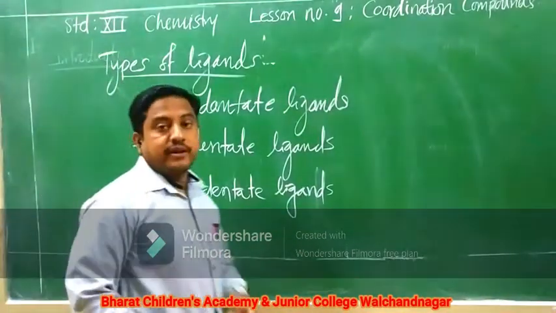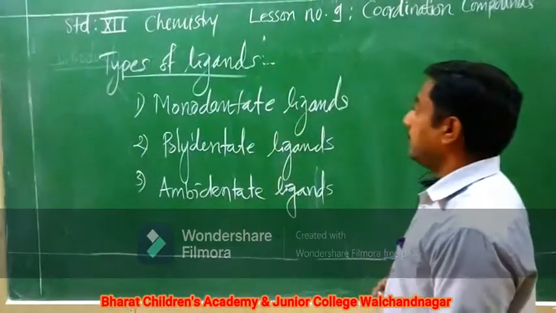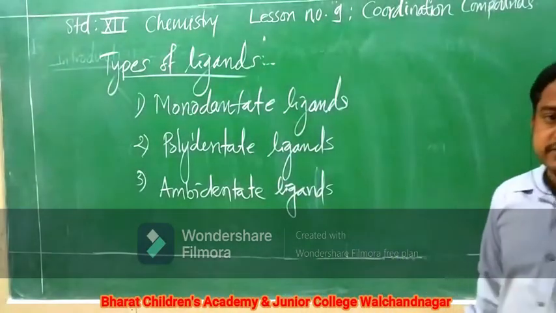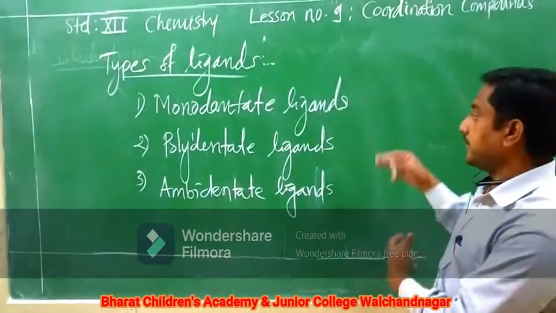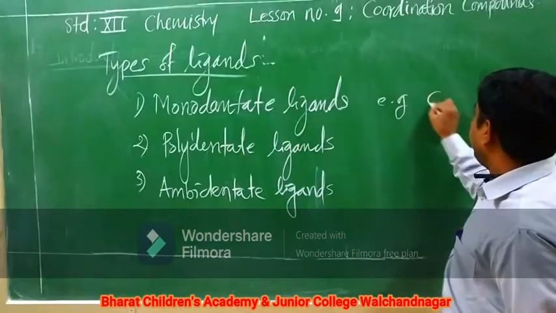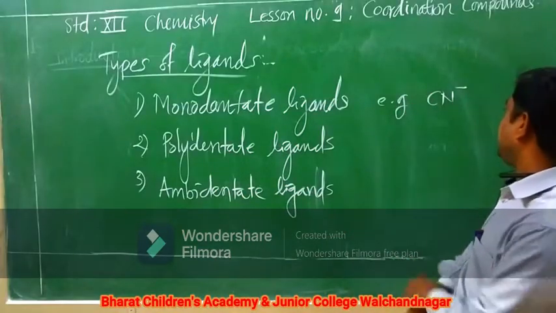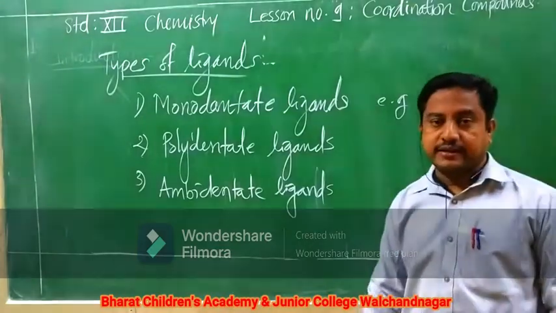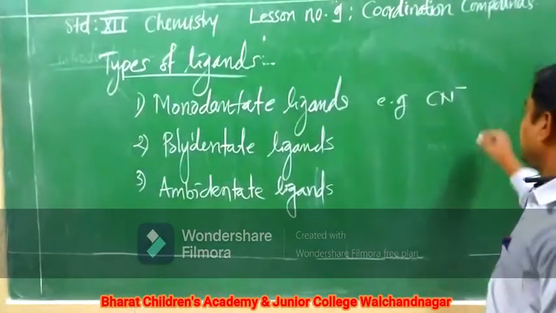Now let us take one example, and we'll be discussing along with the example. We'll try to discuss the difference between all three types of the ligands. Cyanide is the ligand which can be referred as monodentate ligand. It is attached with one single atom.